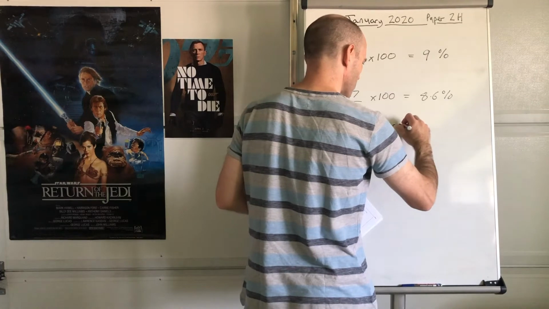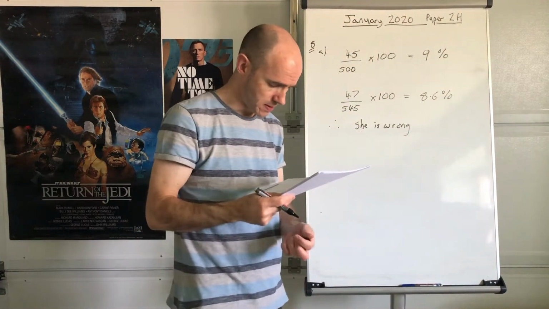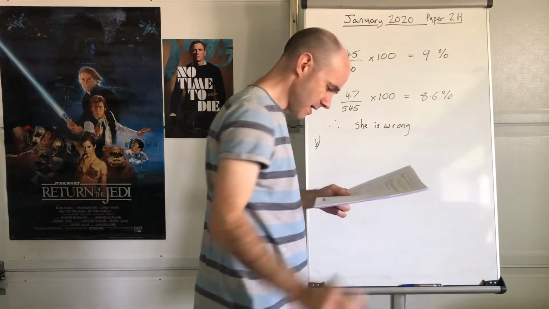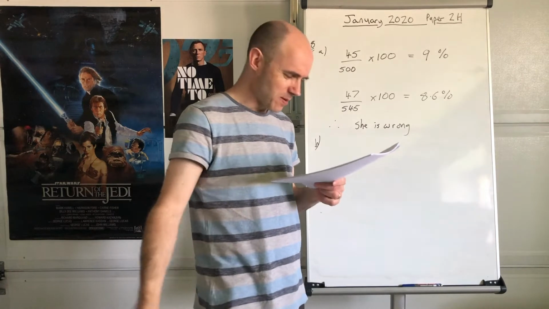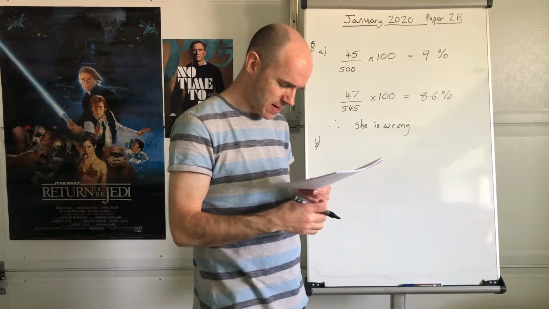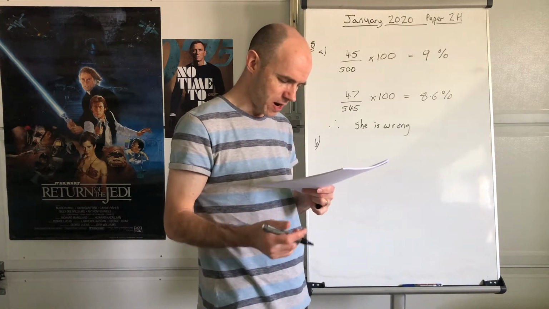Remember the conclusion. You don't get full marks for just that and that. You've got to write, she is wrong. Next, part B. So Henry wants to insure his car. He gets a discount, 15% off the normal price. He pays €952 for his car insurance after the discount.